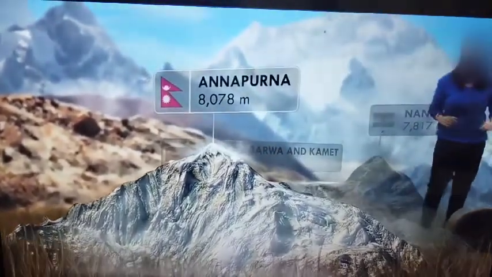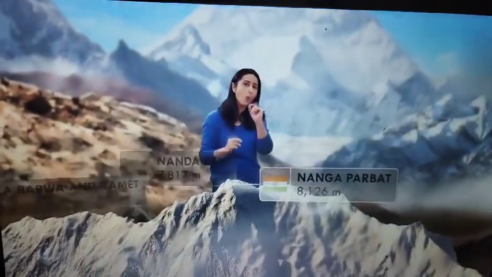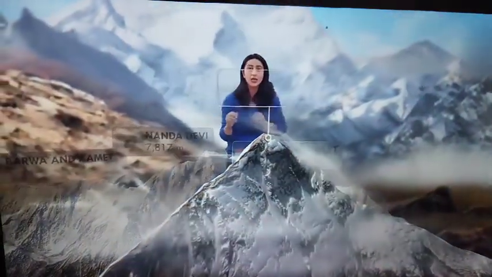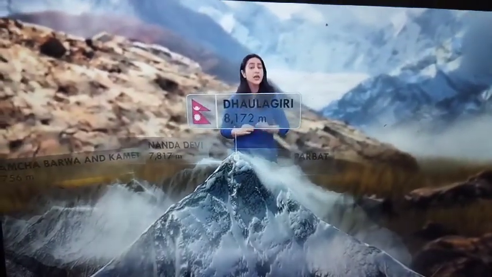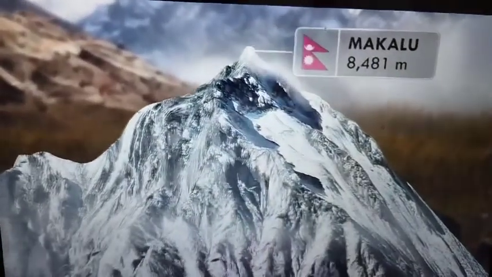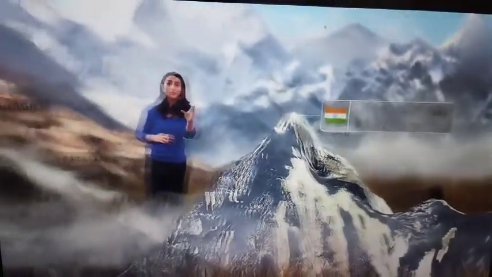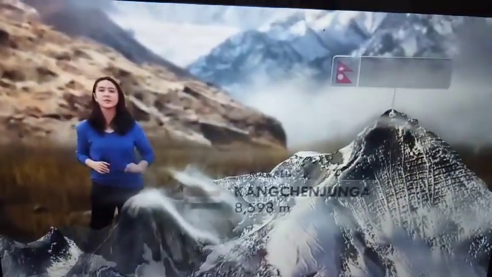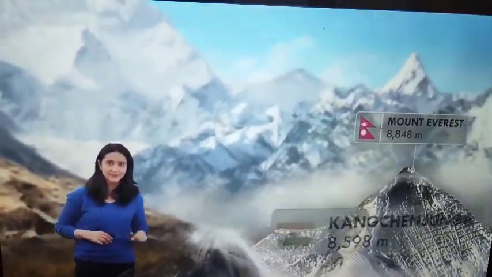Next up, India makes an entry again with the Nanga Parbat at an altitude of 8,126 meters. Back in Nepal, again there is the Dhaulagiri, which has an altitude of 8,172 meters. There is also Makalu at an altitude of 8,481 meters. And we're all aware of India's second highest peak, Kanchenjunga, at an altitude of 8,598 meters. And the Mount Everest in Nepal stands at an altitude of 8,848 meters.